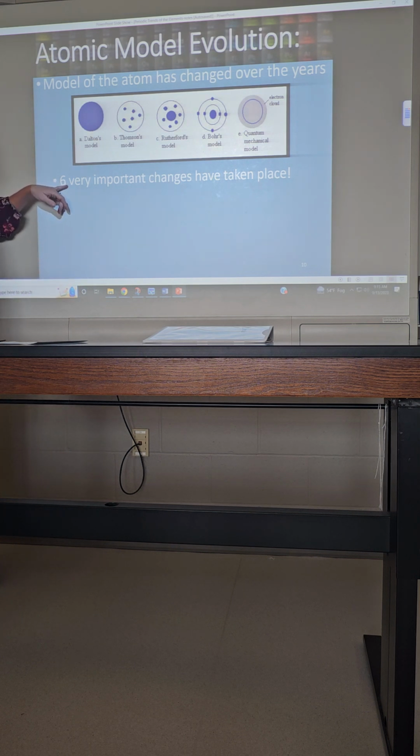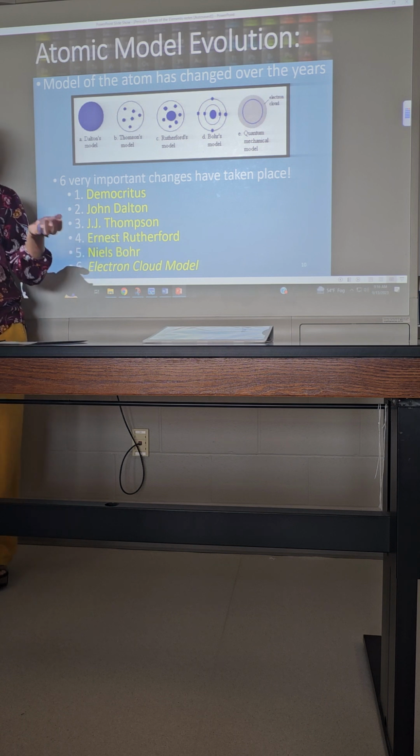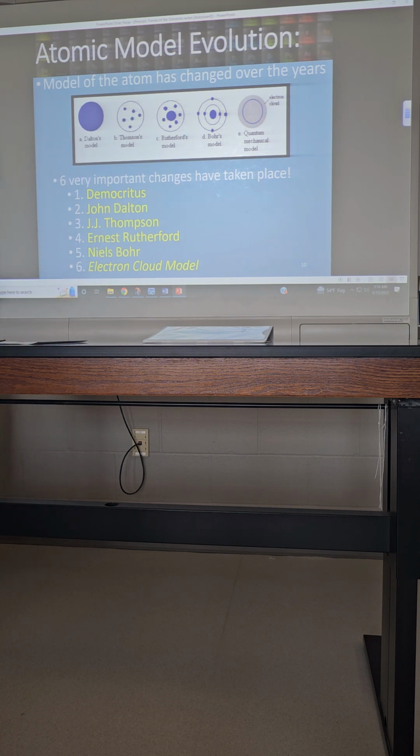So we have six important changes. The very first idea of the atom came from Democritus, and we'll get into these in more detail. Then John Dalton came up with some additions, then J.J. Thomson, Ernest Rutherford, Niels Bohr, and then finally where we are today, which is called the electron cloud model. This is the progression of how we have gotten to where we are today with our understanding of the atom.